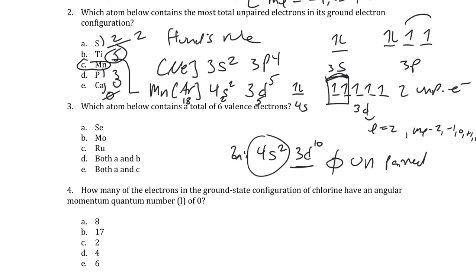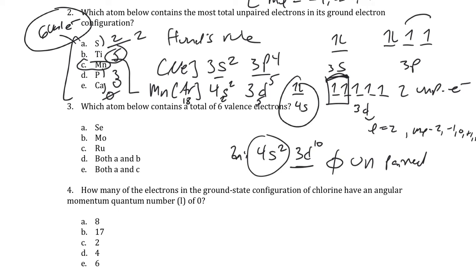So which atom below has 6 valence electrons? Looking at the examples here, for sulfur, 4s2, 3p4, that's 6 valence electrons. The outermost shell electrons count towards our valence, so for sulfur we have 6 valence electrons. Then if we think about manganese, if we're filling a subshell that's lower than the outermost shell, the n equals 4 is the outermost shell, so we definitely have these 2 electrons counting towards our valence. But what about these 5?